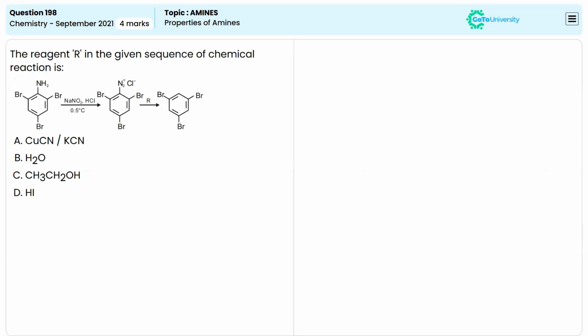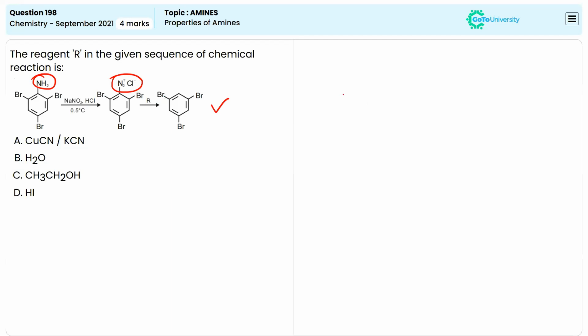Here we have the reaction and the reactant is tribromoaniline, 2,4,6 tribromoaniline, reacting with sodium nitrite and HCl. We are getting some product and that product again reacts with R and they are producing tribromobenzene. So we have to identify what is the reagent R in the reaction. In the first step, we can see the NH2 group is converted to the diazonium group, N2Cl. And in the second reaction, the N2Cl is not there. That is removed and replaced by hydrogen, right?